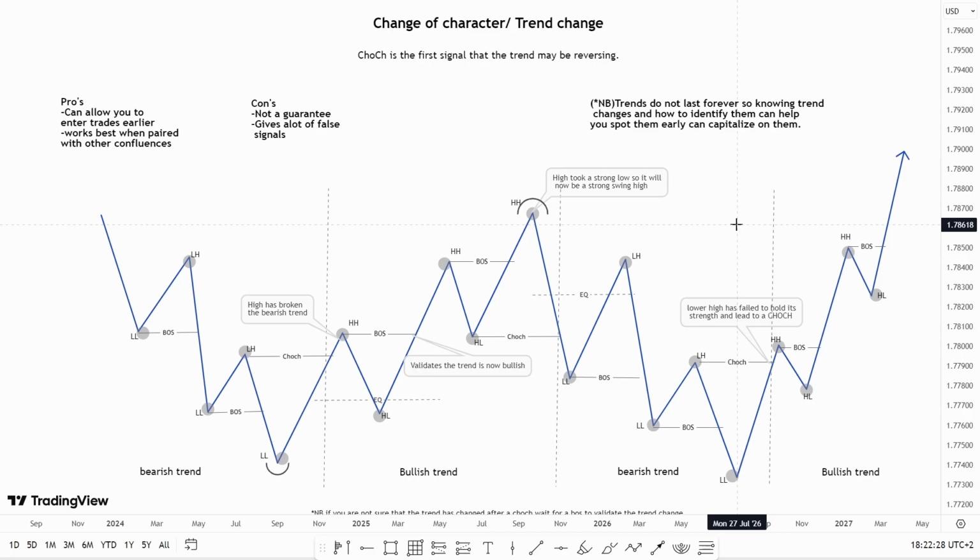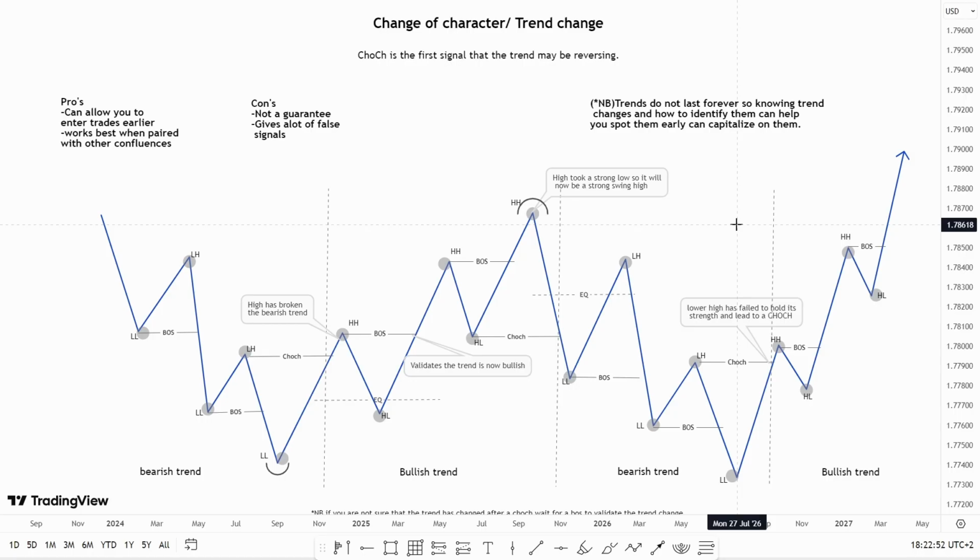So why is a change of character very important? The pro of a change of character is it allows you to enter trades way earlier, and it works best when you combine it with other confluences such as liquidity, supply and demand, or anything else that you are trading. So using a change of character with anything else makes trading very much easier.